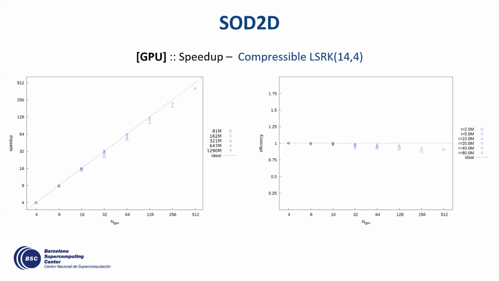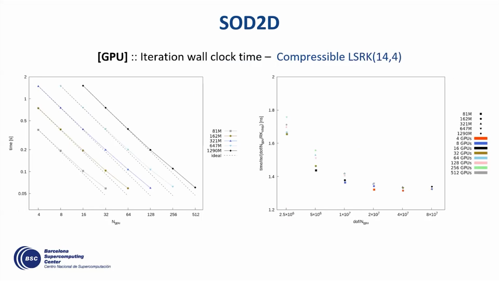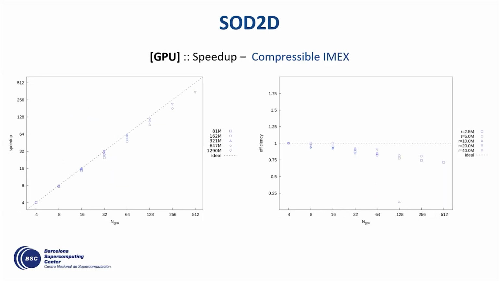For the Runge-Kutta of 14 steps, the same, fully explicit, almost ideal scalability. Here we are even more efficient, okay? But of course here we are doing 14 steps, not 4 or 5. And then when we move to the implicit-explicit Runge-Kutta in the compressible, you start to see that for the higher numbers, the scalability is not so ideal.